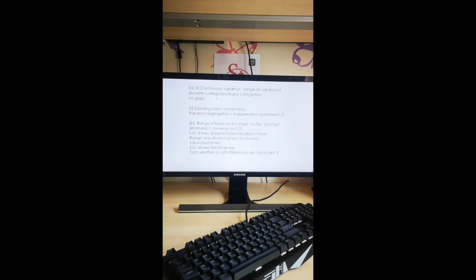Okay, so quite a lot that they accepted on the mark scheme then. Range is influenced by a single outlier. So like we tried to show you there in that example in your student notes. Okay, you can say the converse. So standard deviation is not influenced by a single outlier because that single outlier would be in the 5% of the data that's not included within that deviation. So standard deviation shows the dispersal or spread or deviation around the mean. Range shows the highest and lowest values, the extremes, includes the extremes.